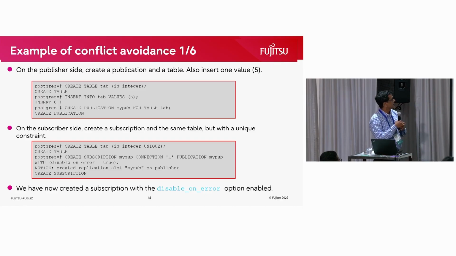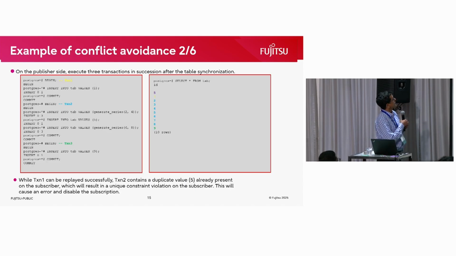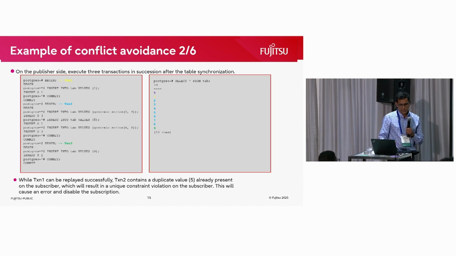So you have a table which has a unique constraint on the subscriber, and you create the subscription with the disable_on_error configuration enabled. So you start it. You execute 3 transactions. Transaction 1 inserts just one value, 1. Transaction 2 inserts values 2 to 8 in 3 inserts, and transaction 3 inserts value 9.